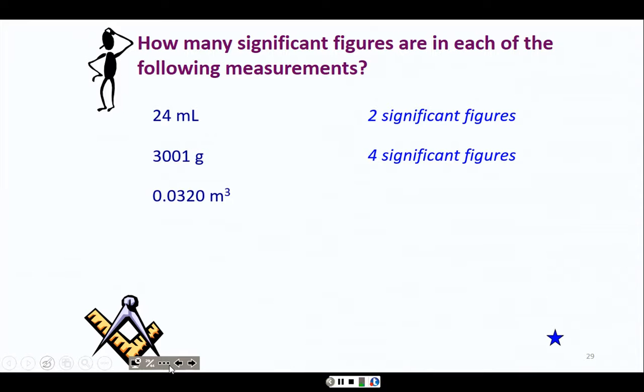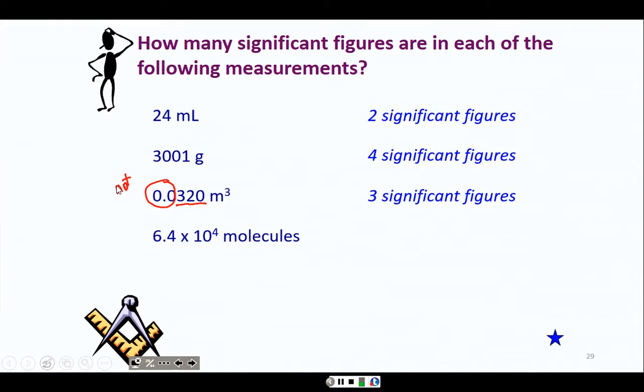Next value, 0.0320. Well, the zeros at the front are not significant, but the 0 at the end is significant because it is after a decimal point. So the 3, 2, and 0 are all significant. Next one, 6.4 times 10 to the fourth. No ambiguity. Scientific notation gets you around that completely. There's no extra zeros to think about. And so, in fact, it's just 2 sig figs.